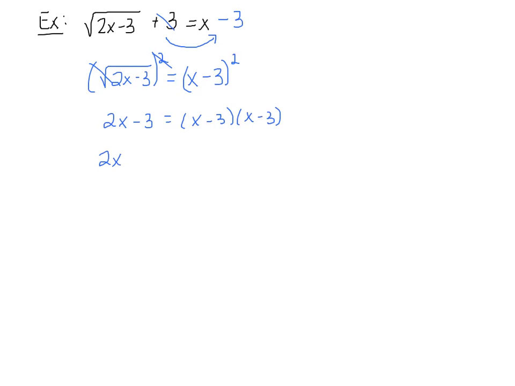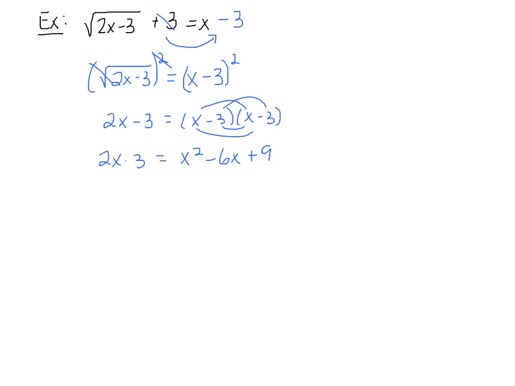So I've got 2x minus 3 equals FOIL. First term would be x squared. The outside would be a negative 3x. The inside would be a negative 3x, so that would add together to give you negative 6x. And then negative 3 times negative 3 is a positive 9.